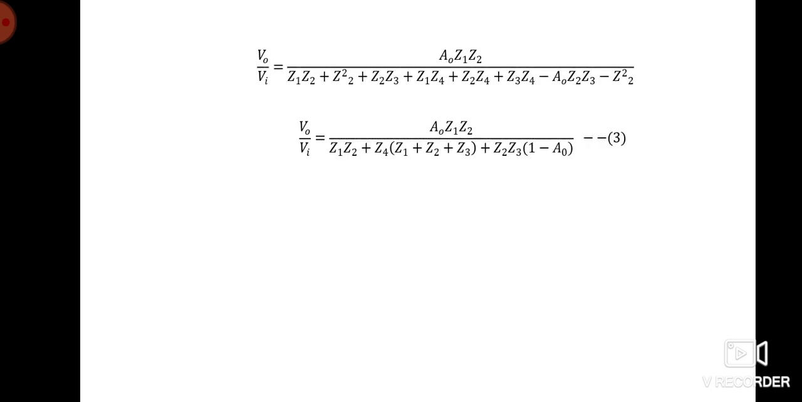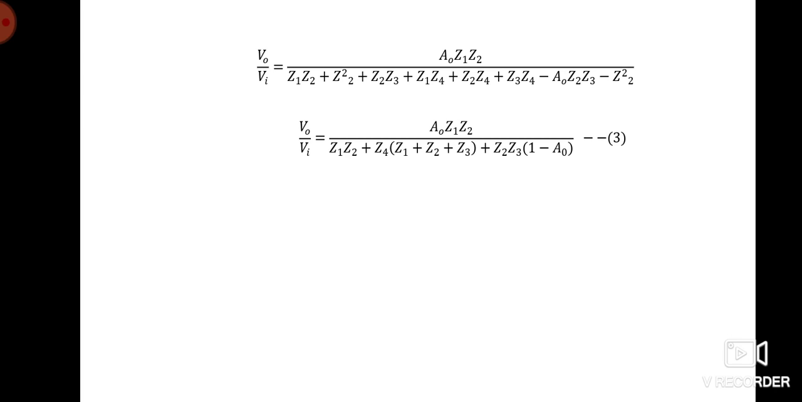After simplifying, after further simplification, we get the value for V naught by Vi equal to A naught Z1 Z2 divided by Z1 Z2 plus Z4 into (Z1 plus Z2 plus Z3) plus Z2 into Z3 into (1 minus A naught).